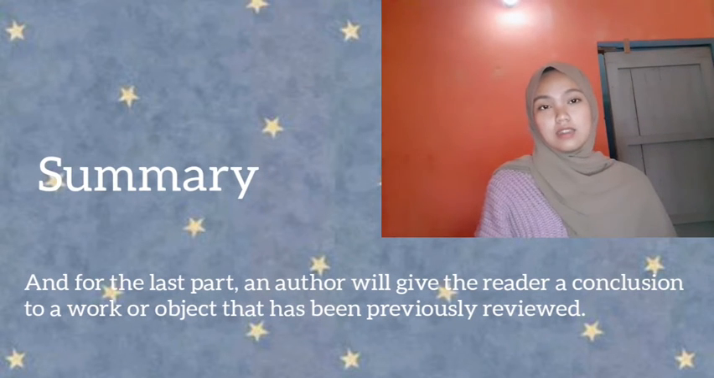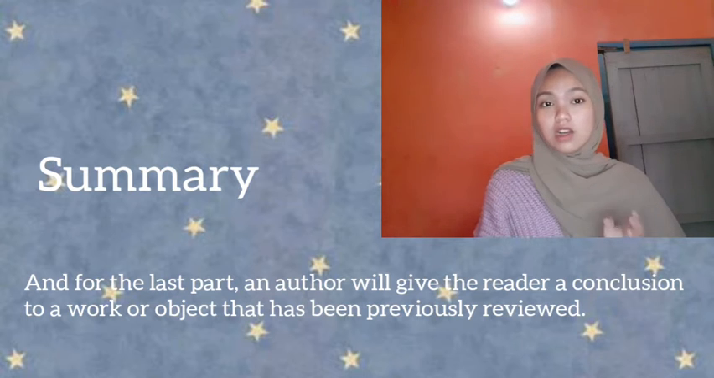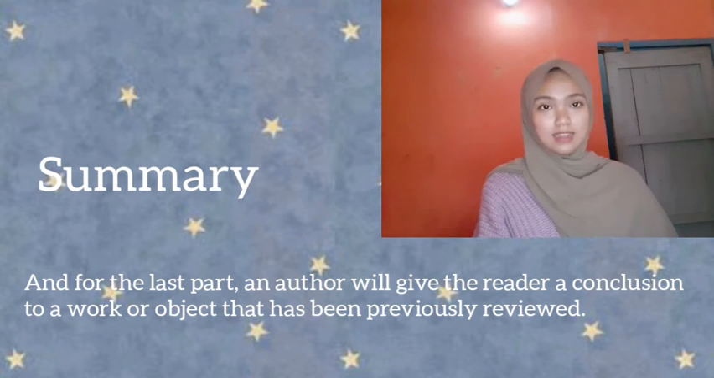And the last is summary. In the last part, an author will give the reader a conclusion on the work or object that has been previously reviewed. And now, I will give an example of how to review a journal.